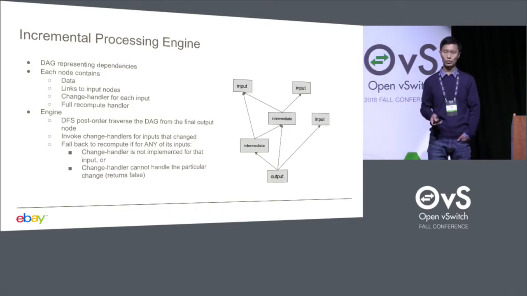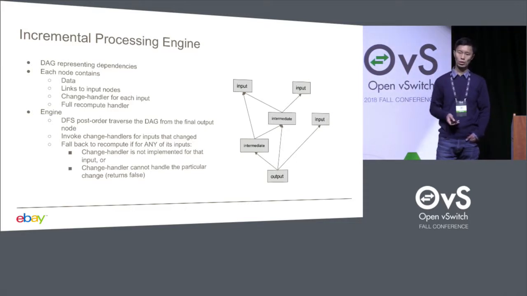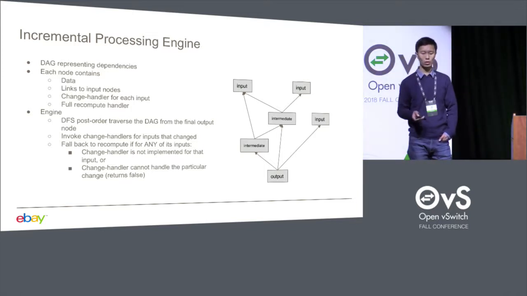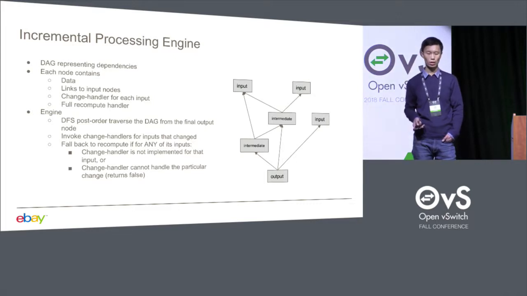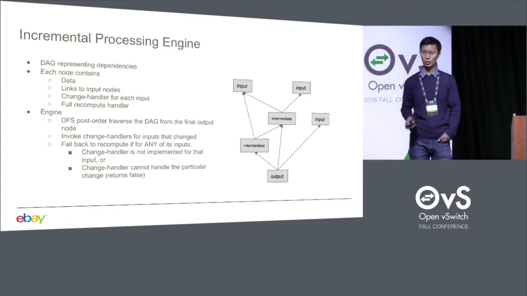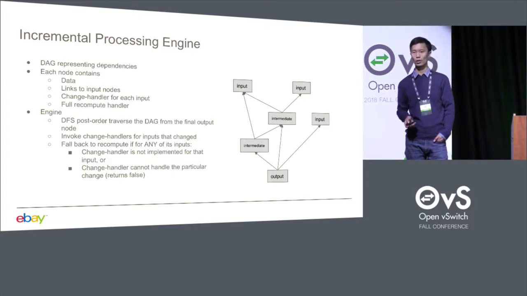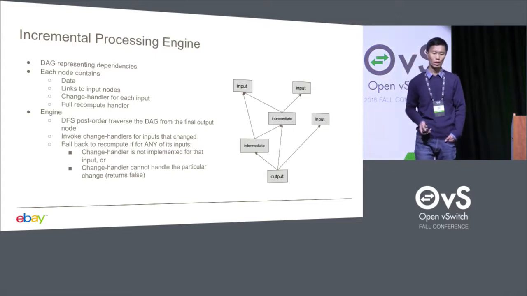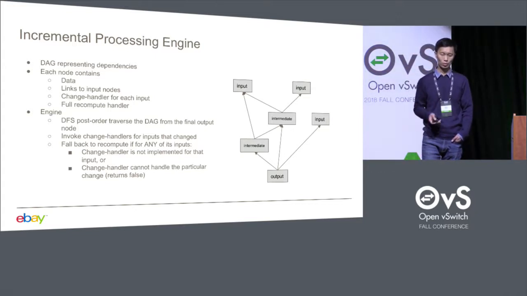Each node in this graph is either an input node, an output node, or an intermediate result node, which is both input and output. Each node maintains its own data and has links to the input nodes, and has a change handler implemented for each of its inputs, but this is optional. We don't have to implement all the change handlers for every input. But it has to implement a full compute handler, which is like how it's currently implemented in the upstream code for calculating the output.